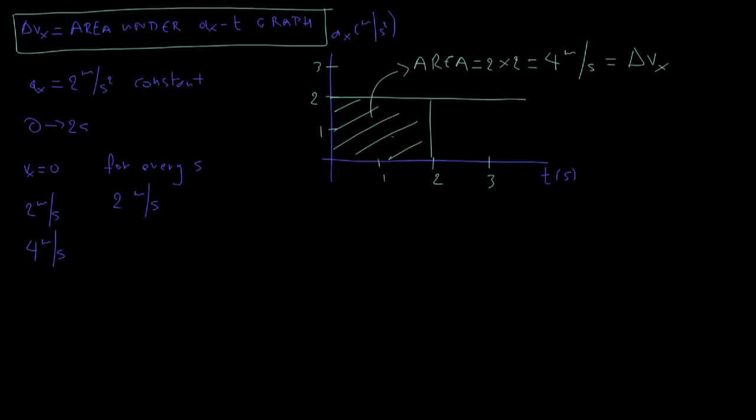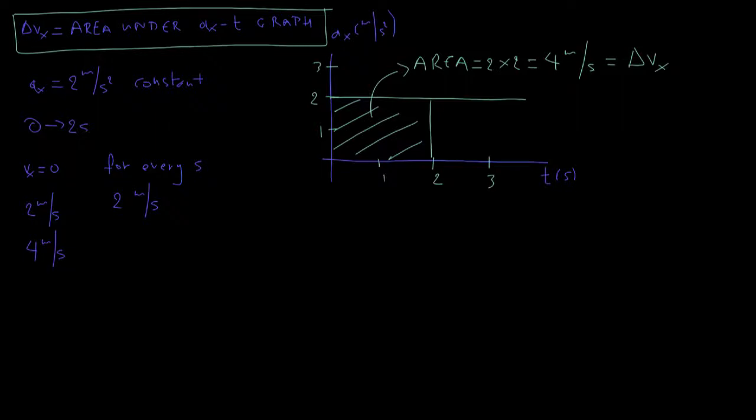Now, this was a simple example. It was a simple area to calculate. You may not have a square or a rectangle, it may be a triangle, but the idea is the same. Again, you calculate the area using the area formula for a triangle, and whatever number you get, that is equal to your change in velocity.